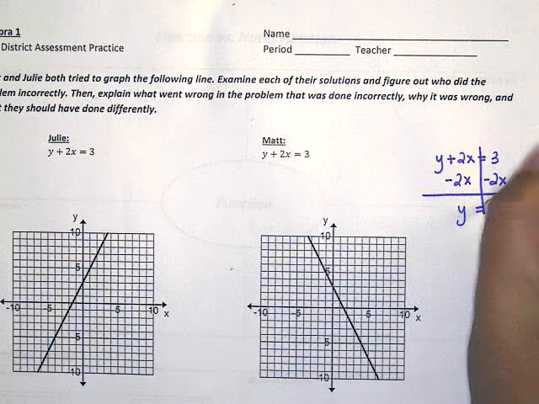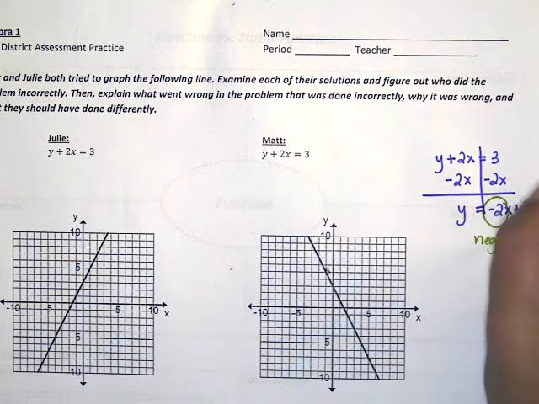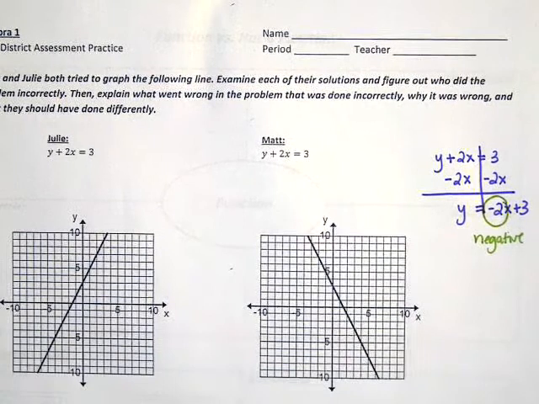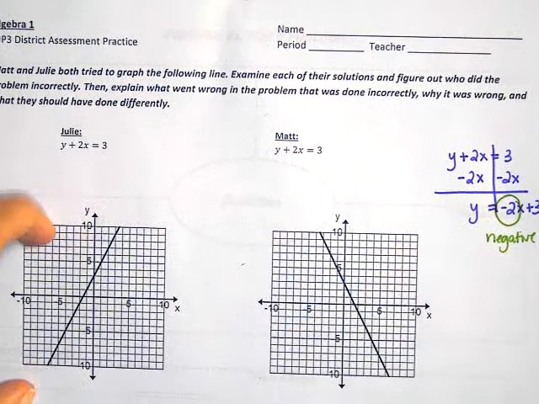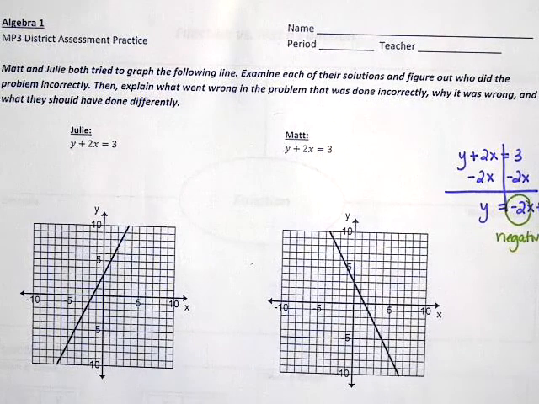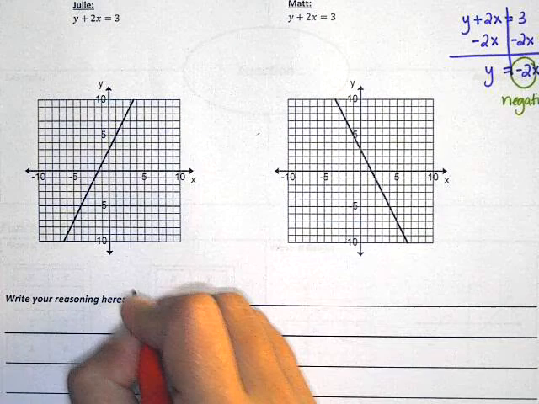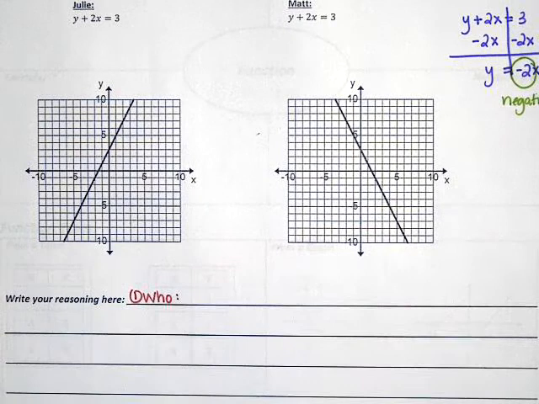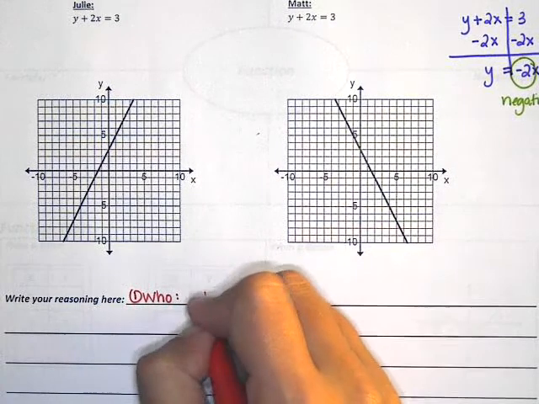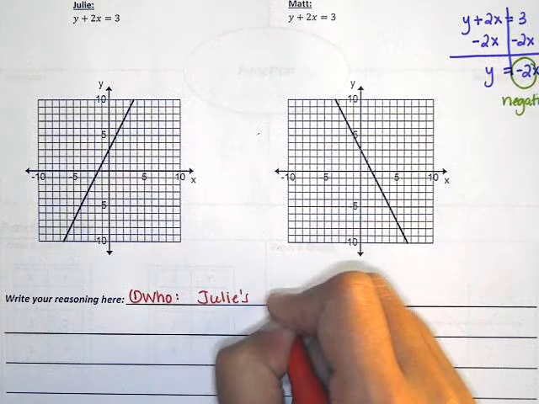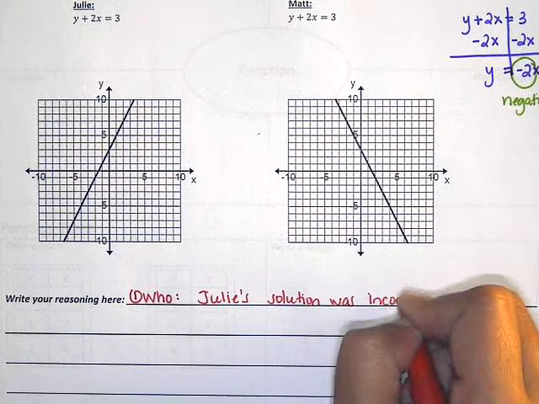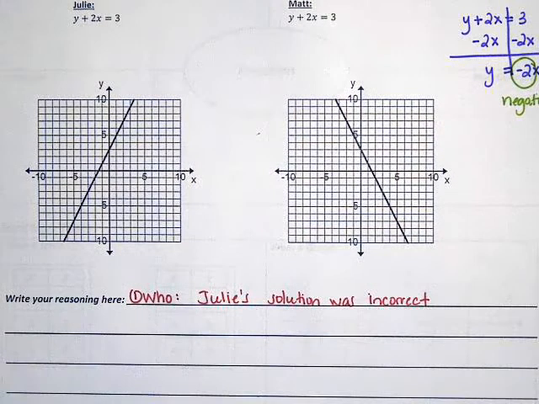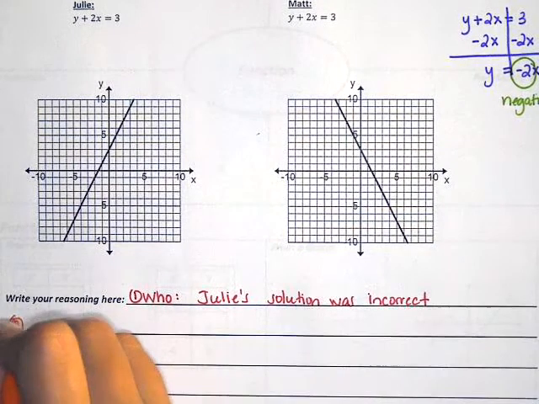Now, that means that my slope is negative 2. So the line should be going downhill. Now, since this line is going uphill, that cannot be right. So we now know who was wrong. Our first step in our explanation is going to be to say who was wrong. So our first sentence would be that Julie's solution was incorrect.